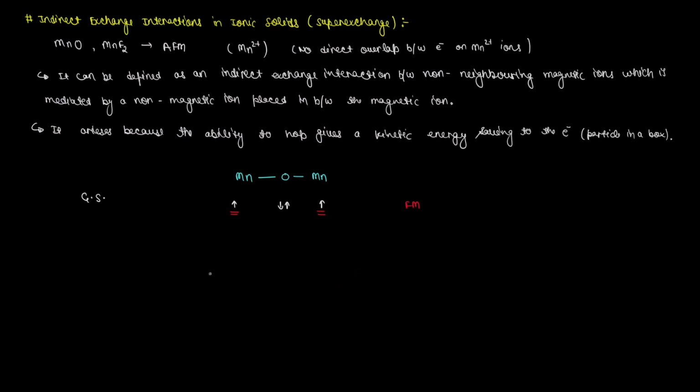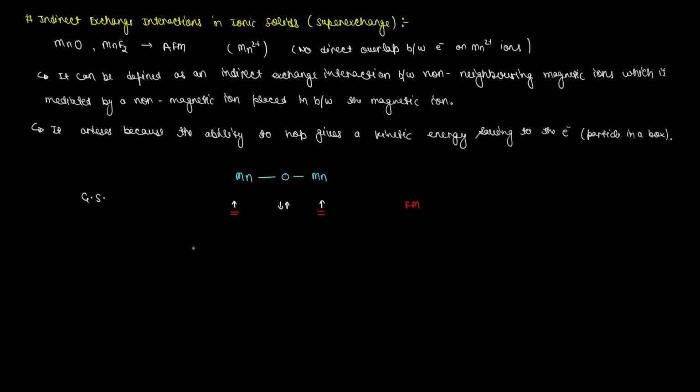Now, as I told you earlier also, this electron likes to delocalize over the crystal. So therefore, if it gets some sort of energy, it must go into an excited state where this electron should be delocalized.